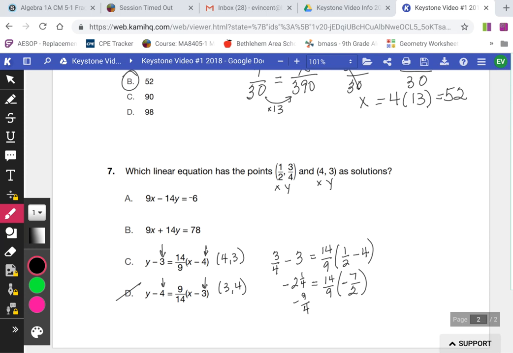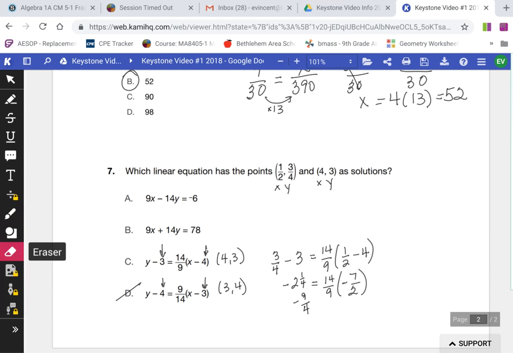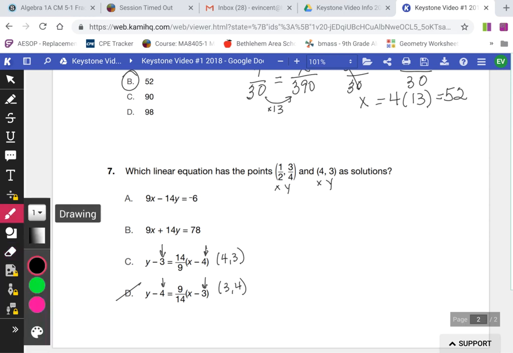So let's try A really quickly. Okay, let's get rid of this. We don't need this anymore. That's just going to cause us some issues looking at it. So we'll look at letter A. So again, we're going to substitute values in. So if I do 9 times 4 minus 14 times 3 equals -6. So 9 times 4 is 36. And 14 times 3 is 42. So 36 minus 42 equals -6. So A works. So A is a possibility.